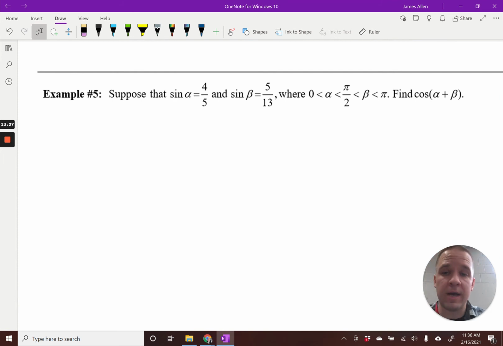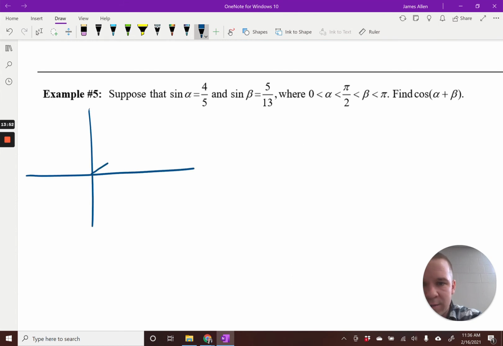What do we have here? We've got, suppose that sine of alpha is equal to 4 over 5 and sine of beta is equal to 5 over 13, where alpha is in the first quadrant and beta is in the second quadrant. I like to read it like that rather than read it all the way off. So, you know what I'm going to do? I'm going to draw some triangles because these aren't nice trig values. But let's go ahead and draw some up here.